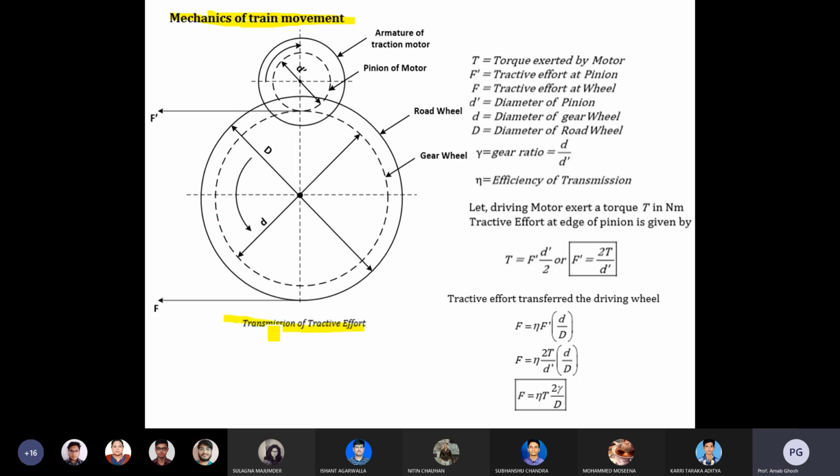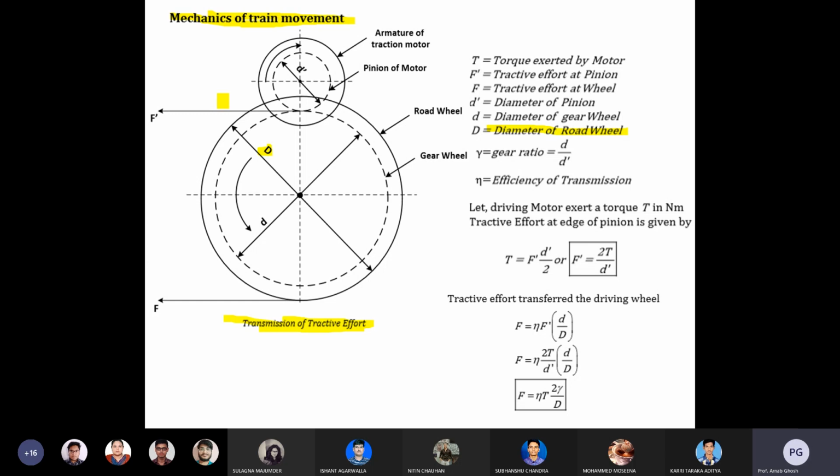So there is a transmission for the tractive effort. You can see the pinion and the gear, the pinion gear coupling. D is the diameter of the road wheel. The pinion is not directly connected to the wheel. A pair of wheels is connected through a shaft.